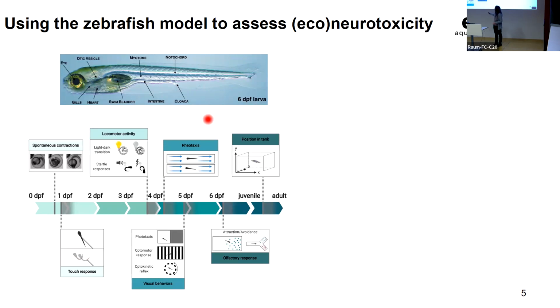Around 4 days post-fertilization, the swim bladder is inflated and the larvae start to swim more frequently. And they become sensitive to light and acoustic stimuli. And also, if you put the larvae in a current, they start to swim counter current because they can sense the hydrodynamic flow. At 5 days post-fertilization, the visual system is quite well developed, and we can measure visual behavior reactions. And around 6 days post-fertilization, the olfactory system starts to become functional, and the larva can detect quite a large number of odorants.